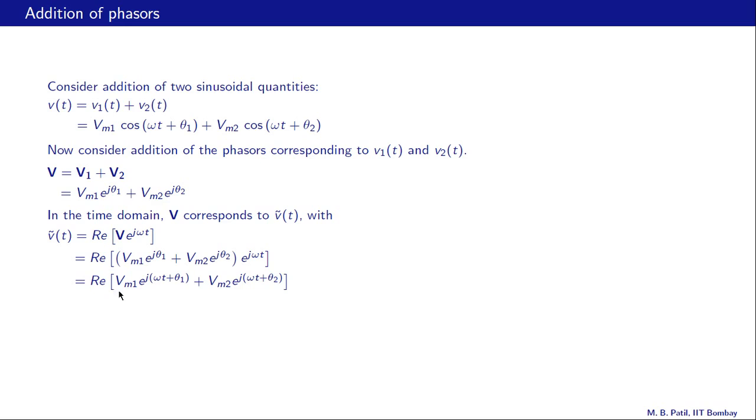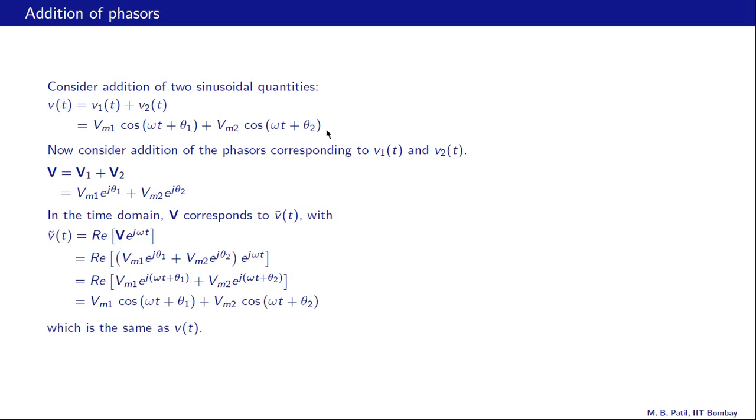And now we can combine this e raised to j theta 1 and e raised to j omega t to obtain e raised to j omega t plus theta 1, and similarly e raised to j omega t plus theta 2 here. Alright, now we need to take the real part of this entire expression, and that turns out to be Vm1 cos omega t plus theta 1 plus Vm2 cos omega t plus theta 2. This in fact is the same as V of t right there.